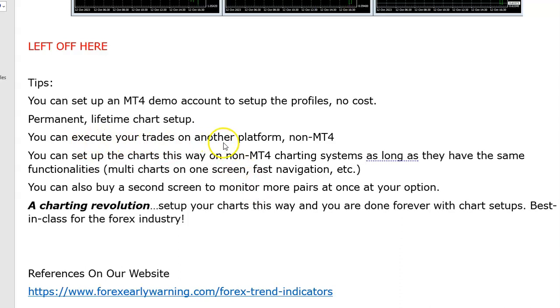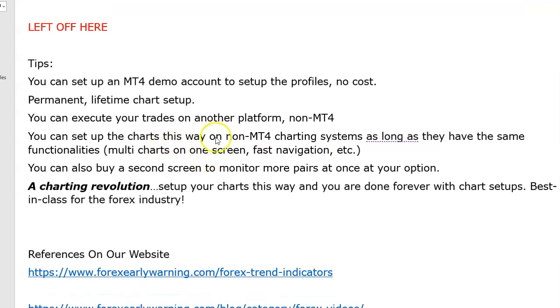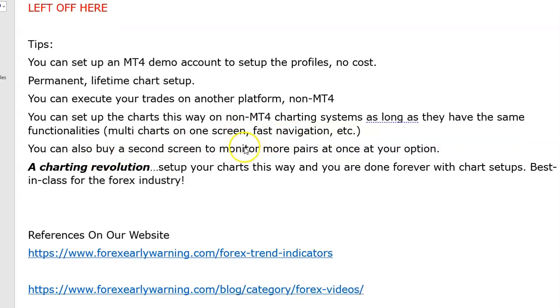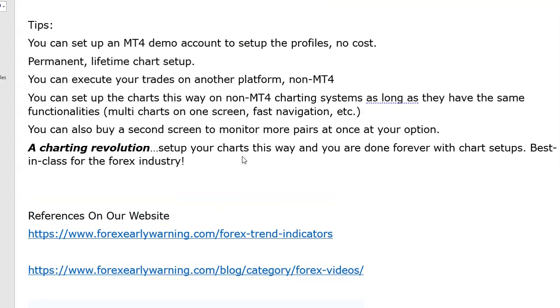And remember, you can execute your trades on another platform that's not MetaTrader 4. You can also set up the charts on any non-MetaTrader 4 charting system as long as they have the same features and functionalities, where you put the multiple charts on one screen with fast navigation. You can also go down to the computer store and buy a second screen. If you want to have two screens where you're monitoring two currencies at once, you can do that at your option. Extra screens are very inexpensive.